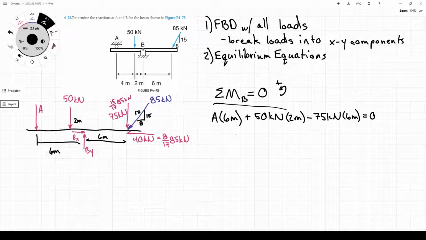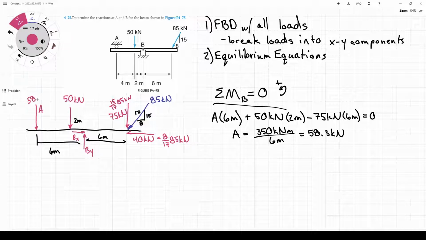That's equal to 0. So we have A is equal to 6 times 75 minus 50 times 2, which is 350 kilonewton meters, and we'll divide that by 6 meters, and that will give us 58.3 kilonewtons at A. So we'll write in here 58.3 kilonewtons.